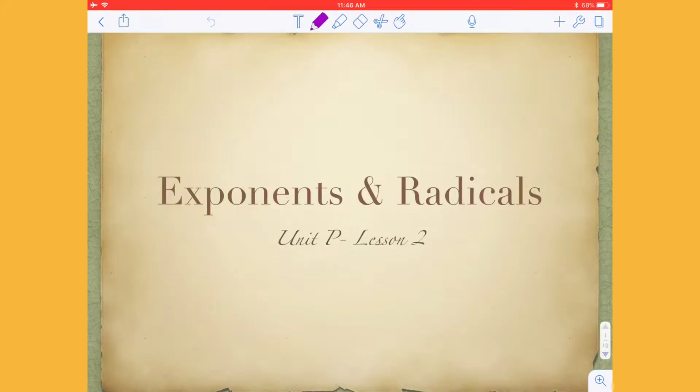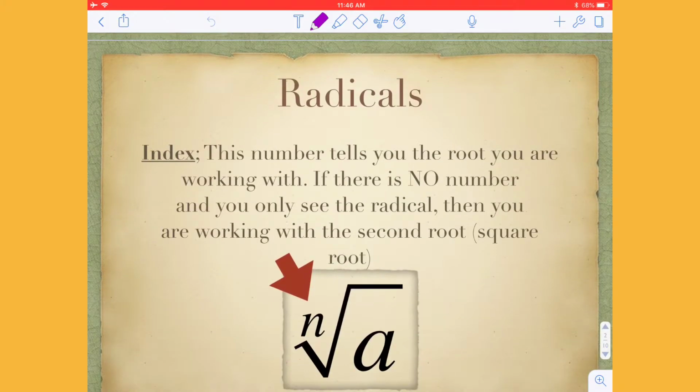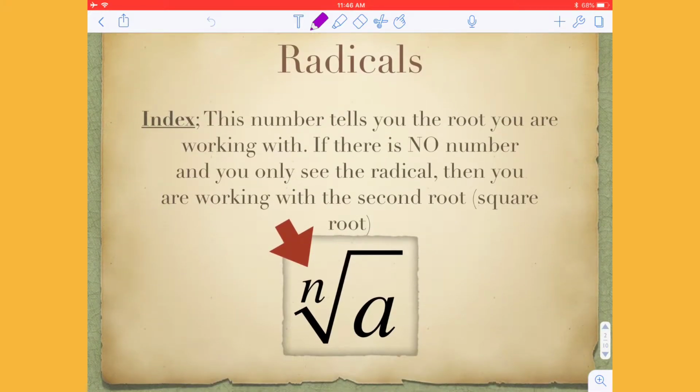Hello students, the purpose of this video is to get you acquainted with radicals and the properties of radicals. When I look at a radical, I want to make sure I know the different vocabulary words that tie in with radicals. And the very first one we're going to look at is the word index. This number tells you the root that you're working with.